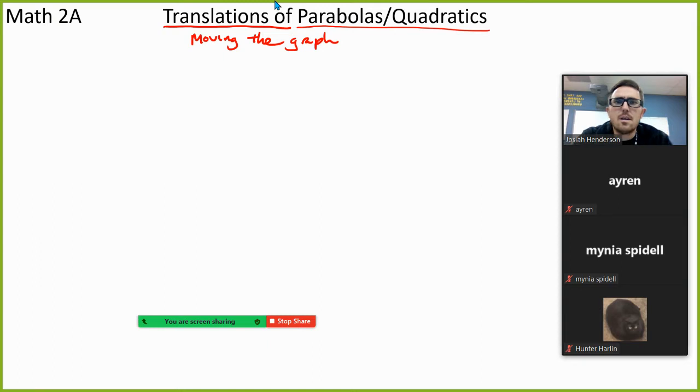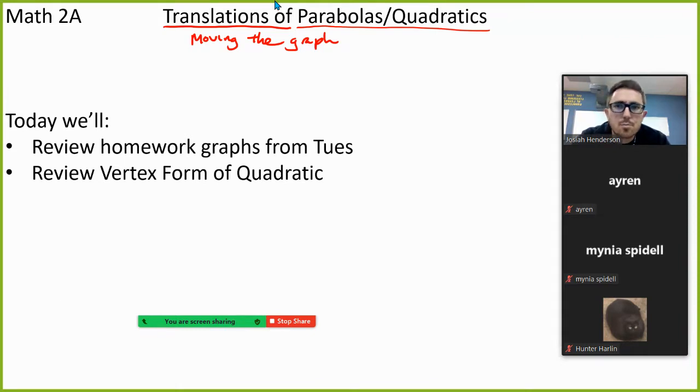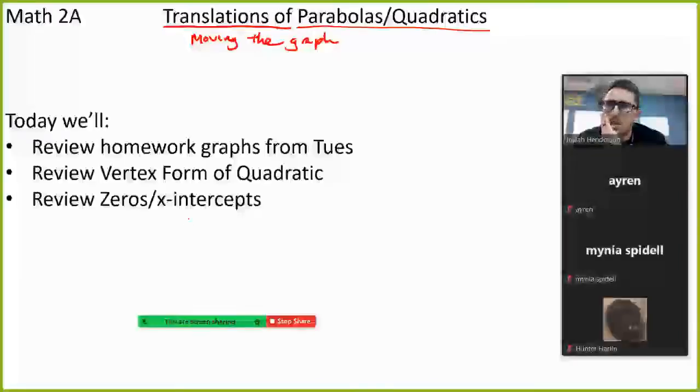Of course. So just to give you a heads up, I'll just say this for everyone here. Today, my plan was to review homework graphs from Tuesday, the 3 graphs I gave you all for your homework problems. Review vertex form of a quadratic. Remember quadratic, parabola, same thing. So vertex form. I wanted to quickly review zeros and x-intercepts.